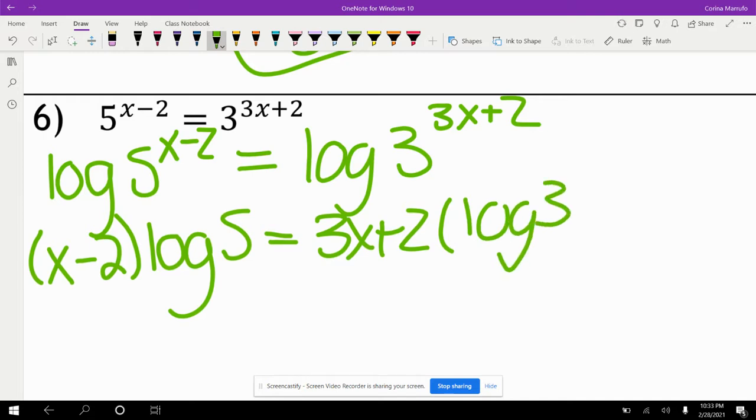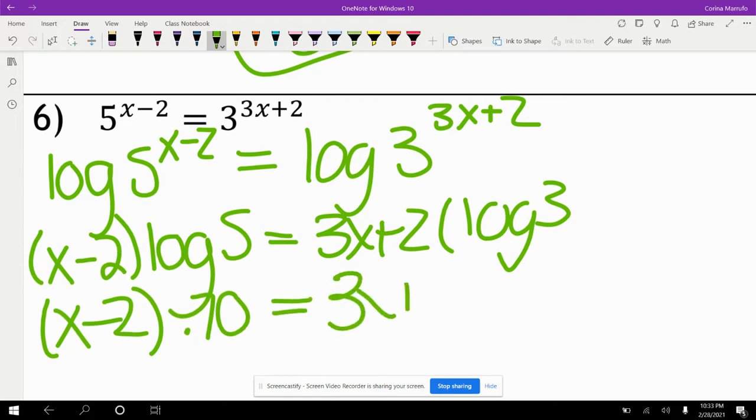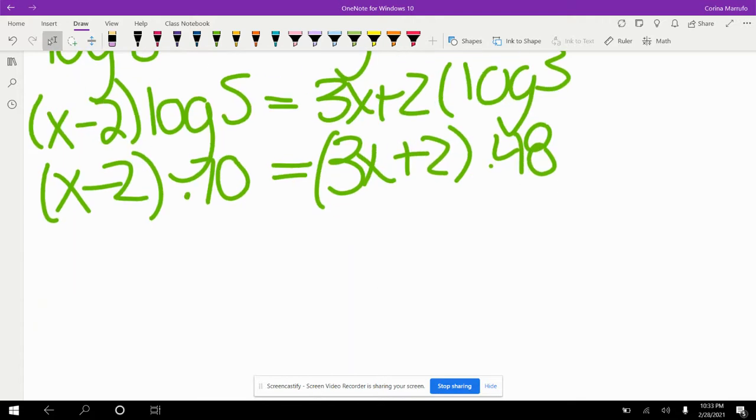I'm going to go ahead and put log of 5 and log of 3 in my calculator. And so this one is going to give me x minus 2 times 0.70 equals 3x plus 2 times 0.48. Okay, so we're going to be solving for x now. We're going to start off by distributing.